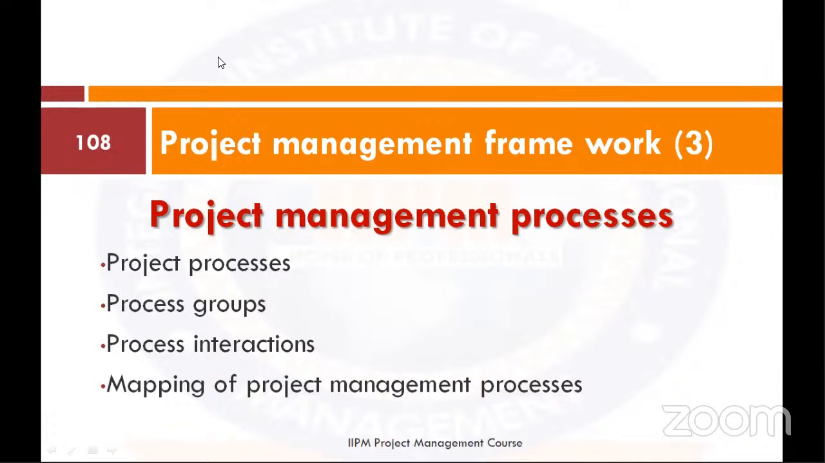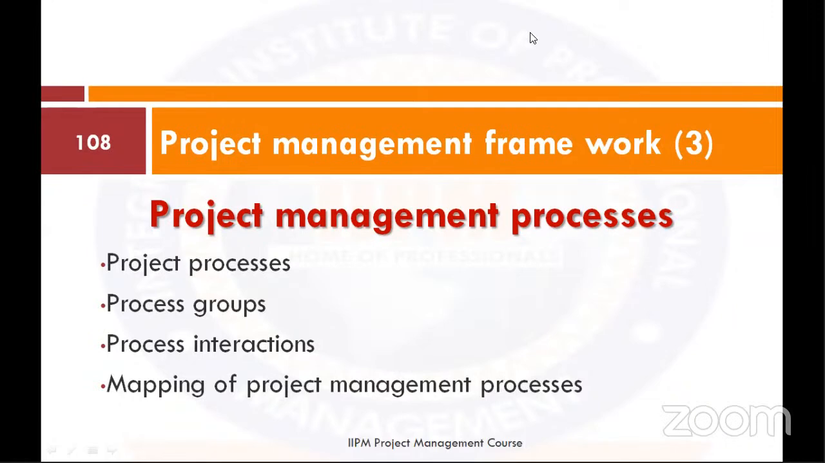Okay, so we have project management processes. If you look at how we've moved, we started with project, then we came down to phases. We looked at life cycles. Now we're looking at the processes. So we have the project processes, we have the process groups, we have the process interactions, and we have the mapping of a project.